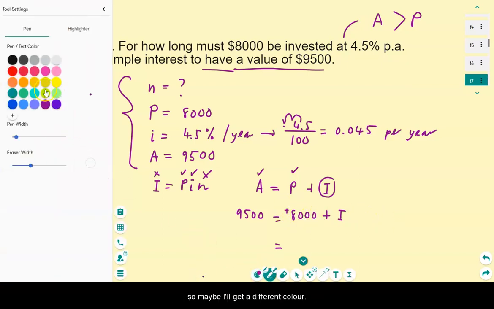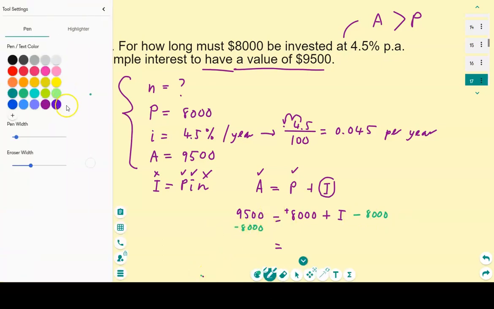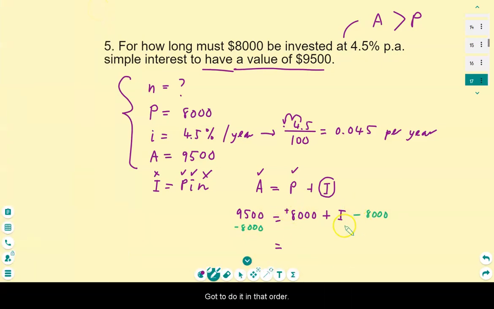So maybe I'll get a different color. We're going to subtract that 8,000 from both sides. Okay. And we've got to do it in that order. Okay, so 9,500 take 8,000. Into my calculator, 1,500. I mean, I could have done that in my head, but it's all right. So now we have this. I'm going to put a box around it.